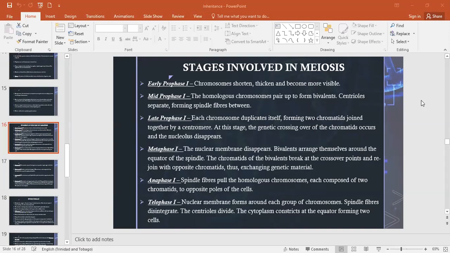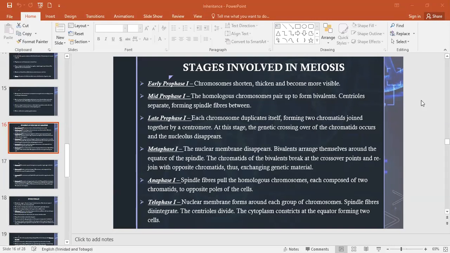So you have early prophase, mid prophase, and late prophase. So you have 3 prophases. You actually have the chromosomes becoming short and thick. That is the first stage of it. Then the mid prophase is where you have your homologous chromosomes pairing up to form bivalents. That is what you call them.